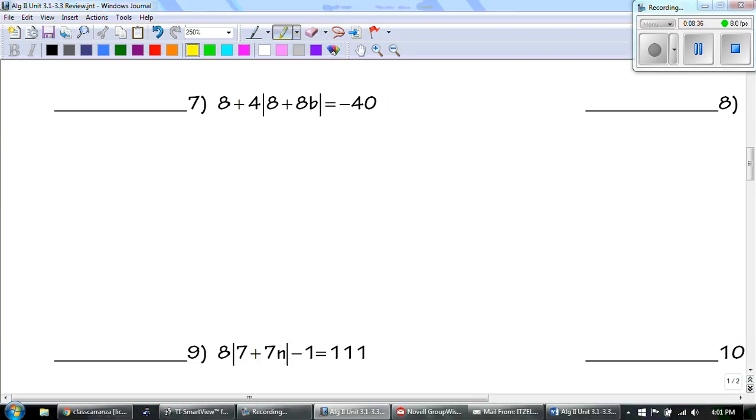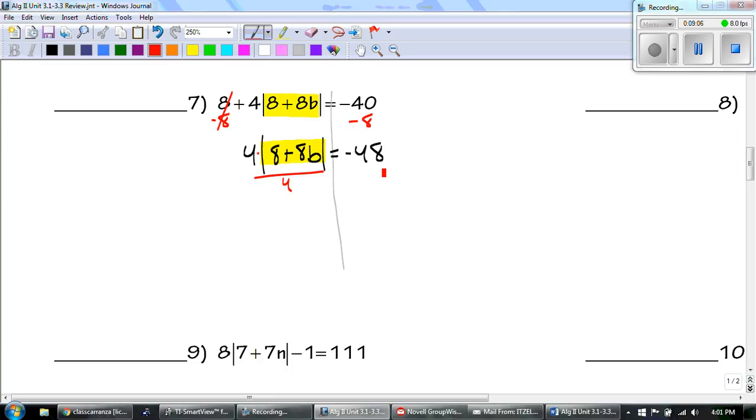Okay, so I can't say no solution yet because the absolute value is not by itself. We have to go through and do SADMAP first. So we subtract the 8 from both sides. We get 4 times the absolute value of 8 plus 8b equals -48. Absolute value is not by itself yet. That's multiplication, so I have to divide both sides by 4. Then we get the absolute value of 8 plus 8b equals -12.